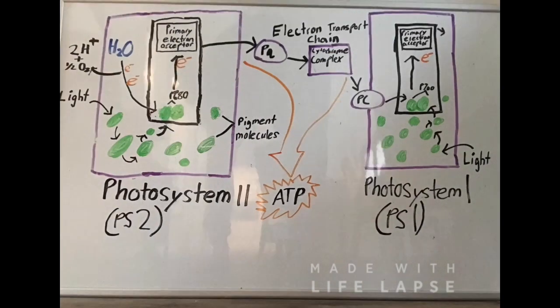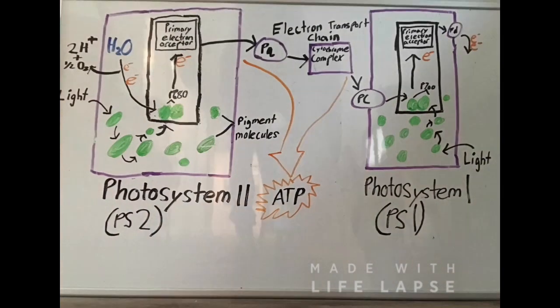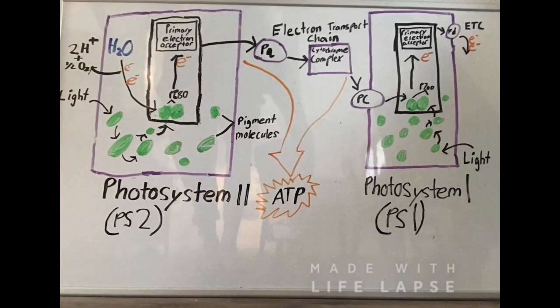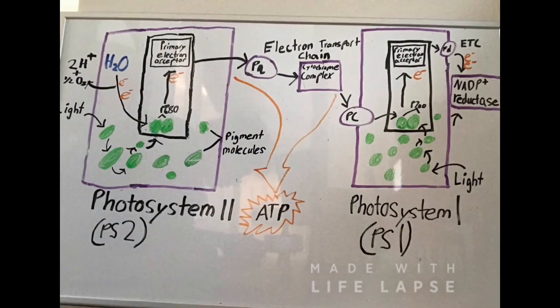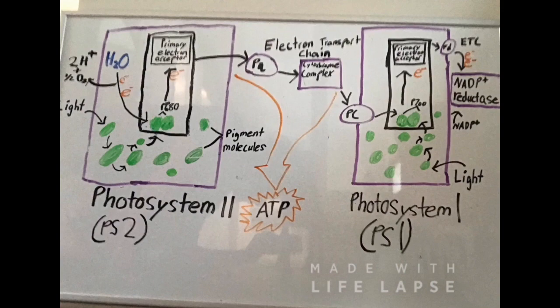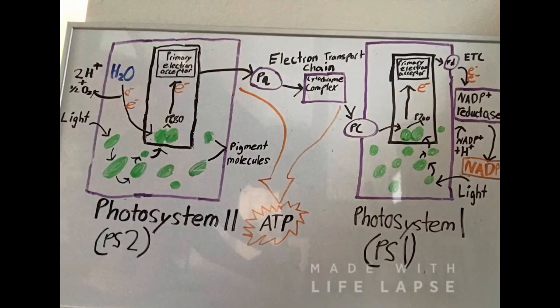Photoexcited electrons are passed in a series of redox reactions from the primary electron acceptor of photosystem 1 down a second electron transport chain through the protein ferredoxin. The enzyme NADP+ reductase catalyzes the transfer of electrons from Fd to NADP+. Two electrons are required for its reduction to NADPH. Electrons in NADPH are at a higher energy level than they are in water, so they are more readily available for the reactions of the Calvin cycle.